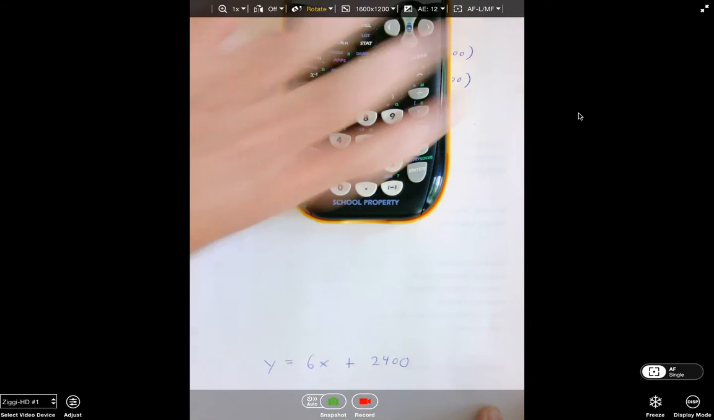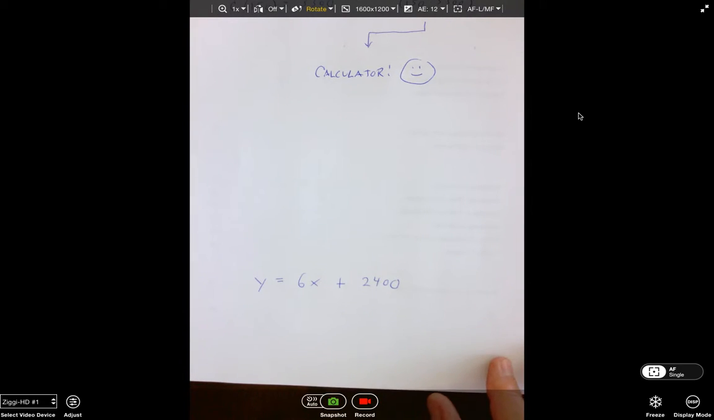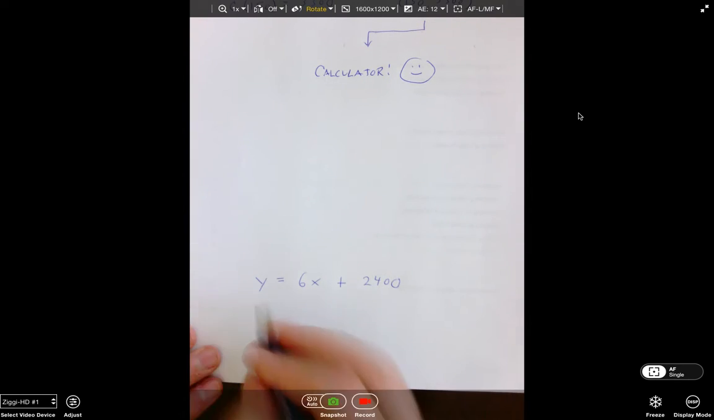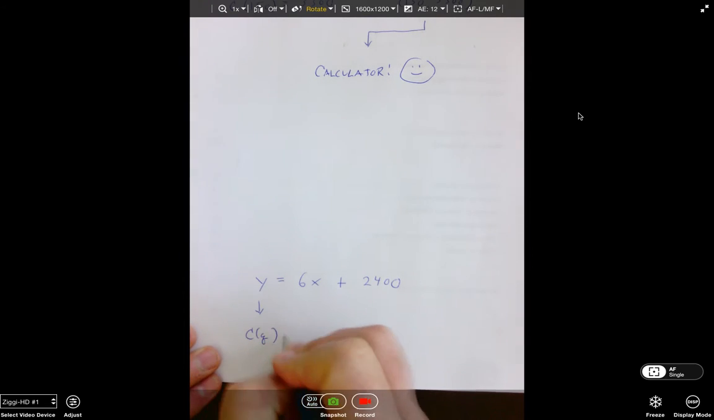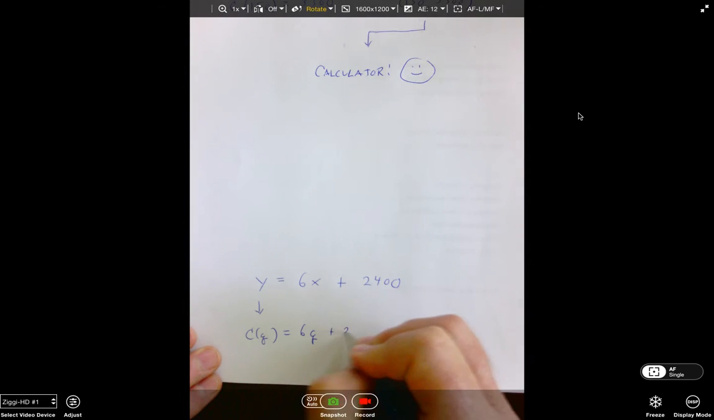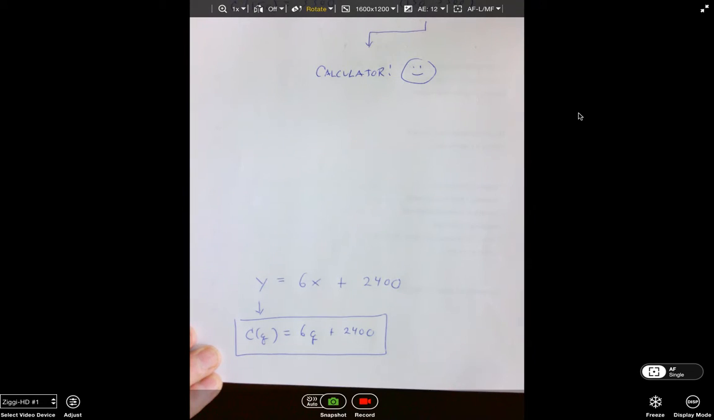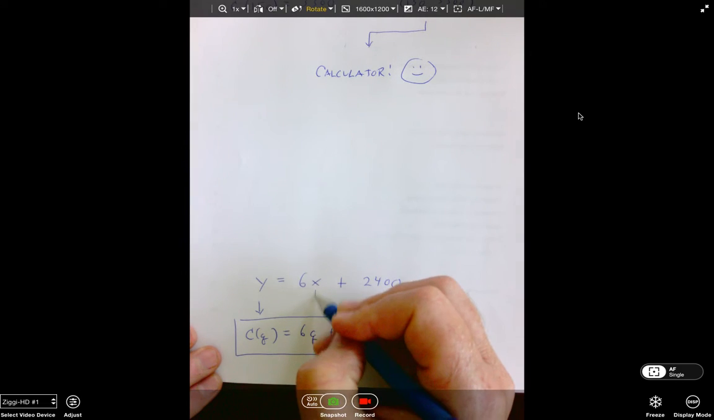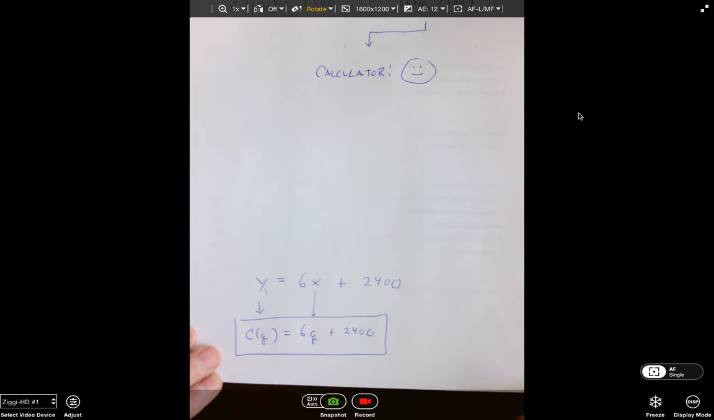Well, sorta. But that's not what we want. That's the generic using y's and x's. What we want is the cost as a function of quantity. So what's naturally going to take care of this? C of Q. Plus 2,400, or C of Q equals 6Q plus 2,400. Replace X with Q, replace Y with F of X, which is C of Q in this situation.